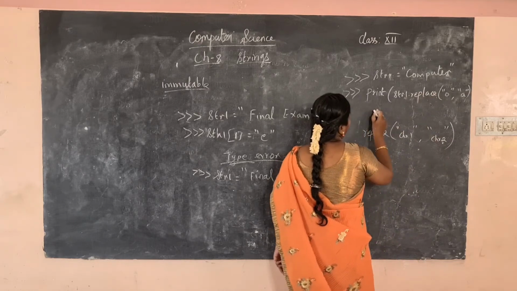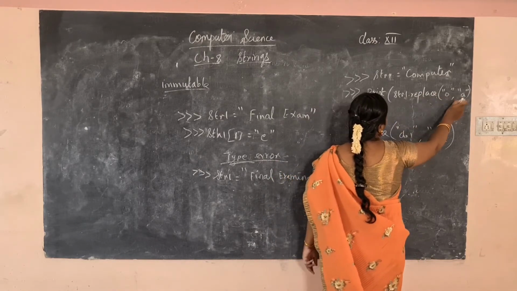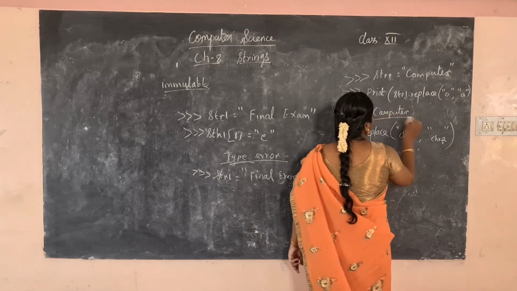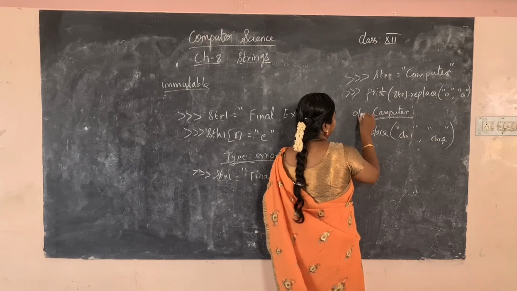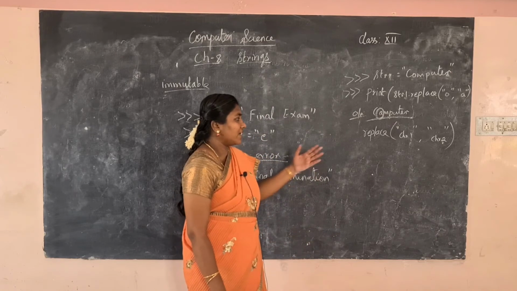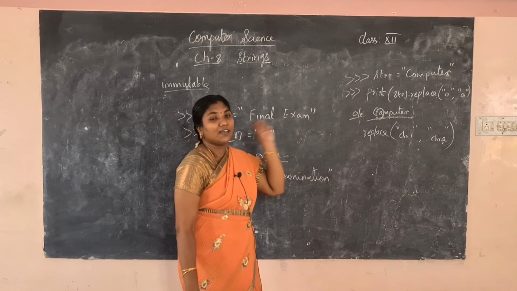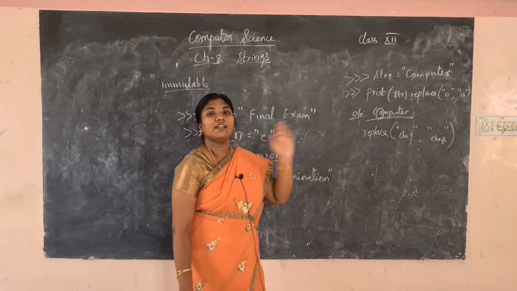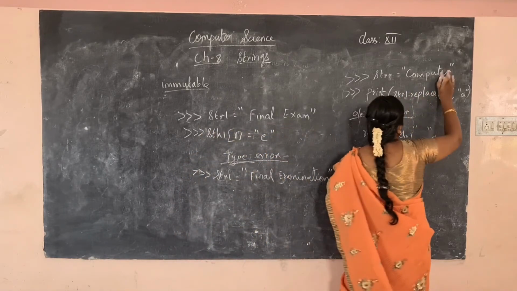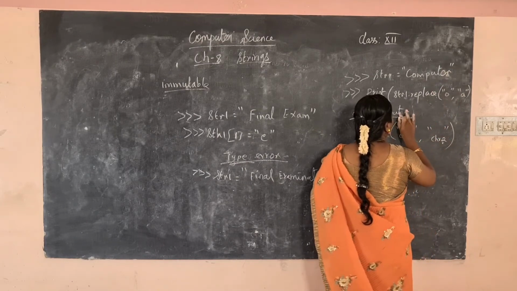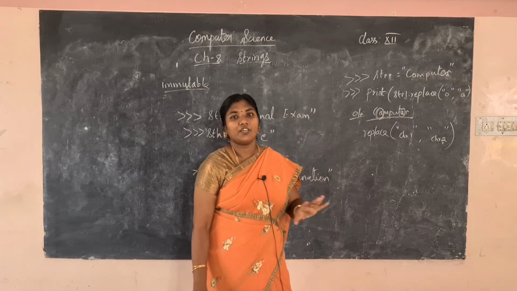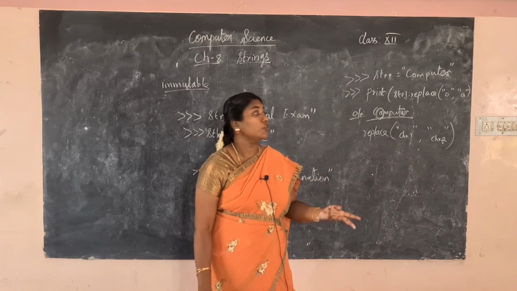So what will be my output? Instead of O I will be having A, so CAMPUTER. O has been changed to A. Clear? The replace function helps us change a particular character in a string. But note that wherever O appears in the entire string, all the O's will be changed to A.